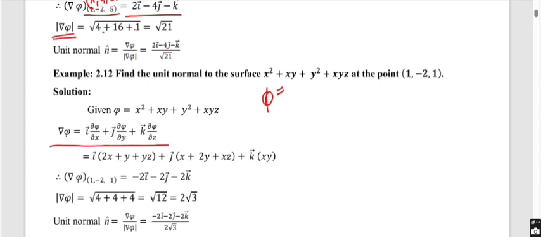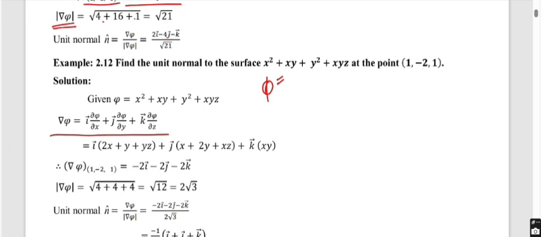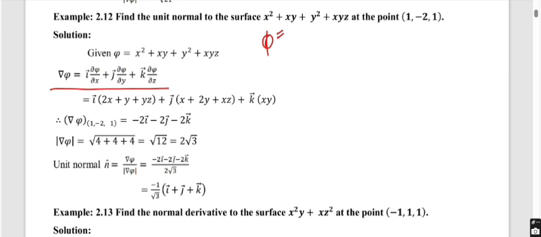Del phi equal to i vector into dou phi by dou x plus j vector into dou phi by dou y plus k vector into dou phi by dou z. That is equal to i vector into dou phi by dou x is 2x plus y plus yz. Then from this dou phi by dou y is x plus 2y plus xz. Then dou phi by dou z: here in these three terms there is no z term in two of them. Differentiating this term with respect to z we have xy. So k vector into xy.